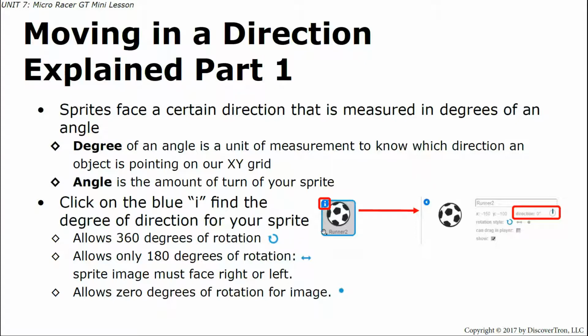So if you were to click on the letter i for this soccer ball, or football if you will, you'll notice that the direction it's facing is up by the blue line facing up, and it's at 0 degrees. So technically this sprite is facing upward because the information we got from the sprite by clicking on this letter i right here tells us that it's facing up.